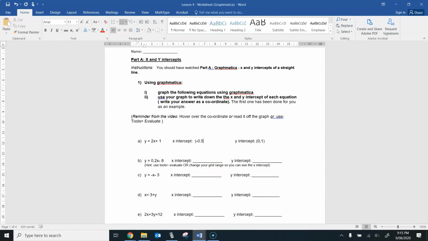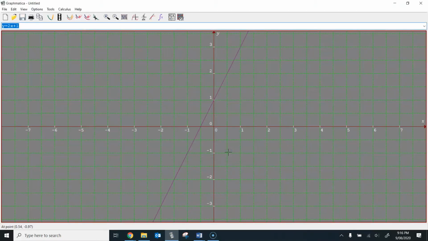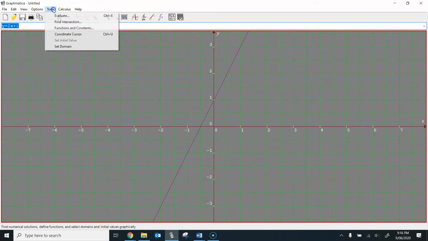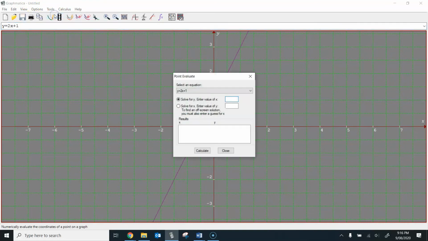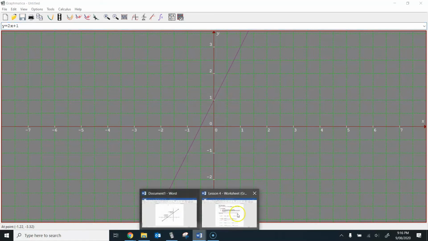Minus 0.5 when y equals 0. So if we go back to our graph again, there's a few ways you can do this. First of all, you can read it off the graph. Secondly, you can use your cursor. The third way is to go to Tools, Evaluate, and then you enter 0 in each of these separately, and it will tell you the coordinate you're after. So that is for the first part.